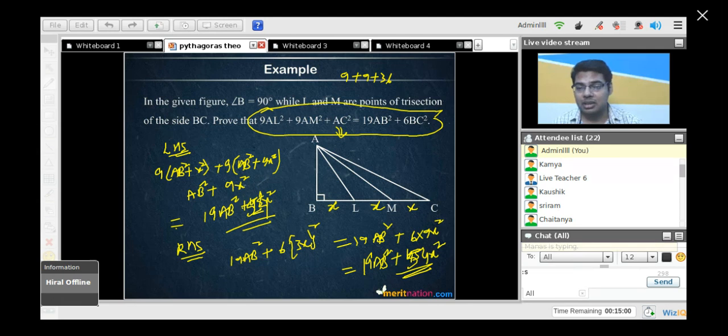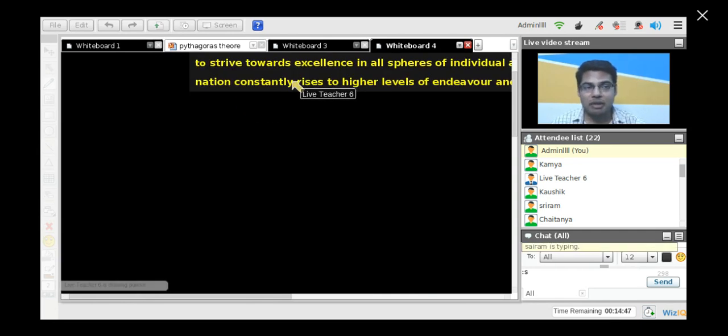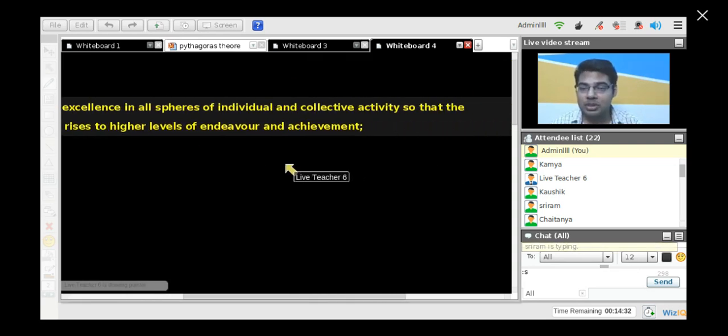Out of those, there is one fundamental duty that I would like to share. Let us see what that fundamental duty is. It is the second last, which says to strive towards excellence in all spheres of individual and collective activity, so that the nation constantly rises to higher levels of endeavor and achievements. So what does this mean? It simply means it is our responsibility to excel in all the spheres that we want. For example, in academics, for you.